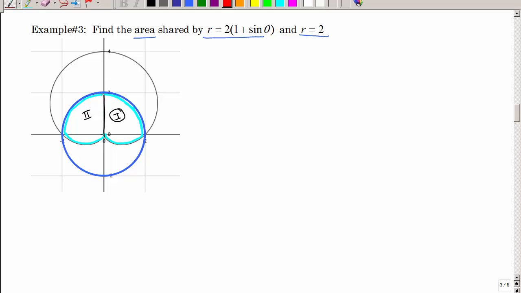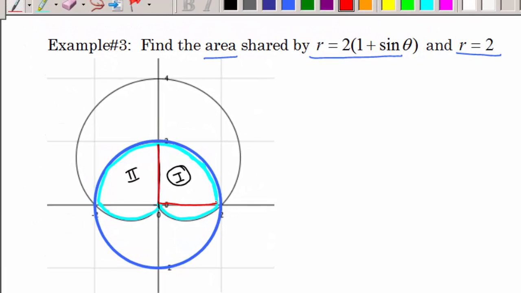First of all, I see this part. That's just a fourth of a circle. And I know what the radius of that circle is, right? And so I also have that part of the circle. That's another fourth of the circle. So that's just half of a circle.